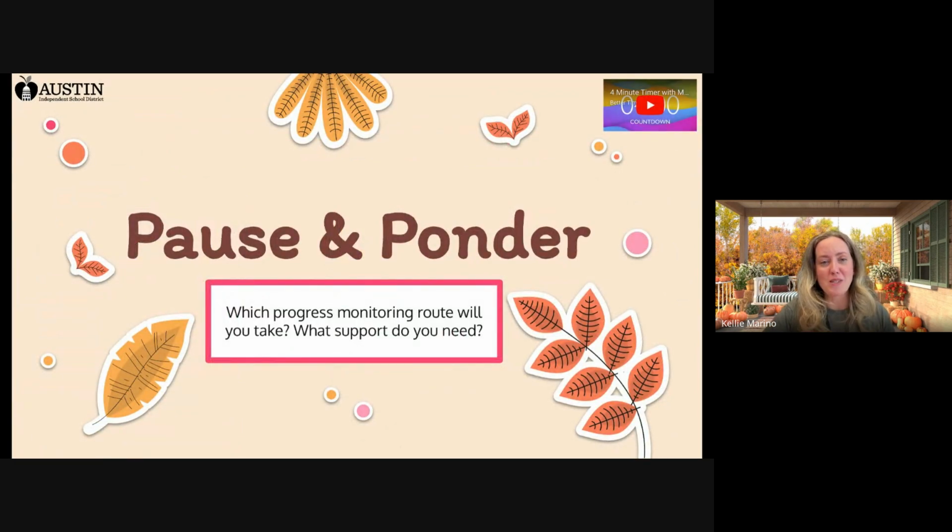So this is our last, we've reached our final pause and ponder. Which progress monitoring route will you take? And what kind of support do you need? So I'm just gonna give you like 2 minutes to think about this question with your team.